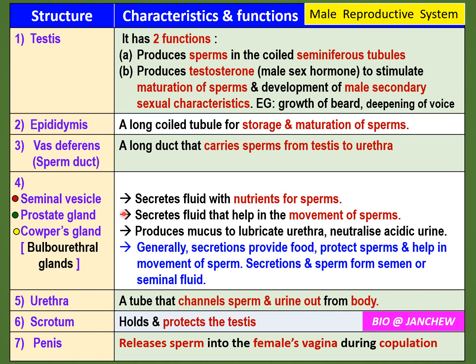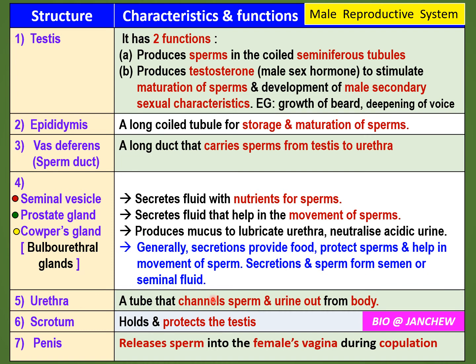Now then there are the three structures that secrete certain fluid or mucus. They have various functions. The fluid from the seminal vesicle contains nutrients for the sperms. The fluid from the prostate gland helps in the movement of the sperms, and the mucus from the Cowper's gland or bulbourethral glands protects the sperms by neutralizing the acidic urine in the urethra. That's why I have this word urethral here. So generally the secretions provide food, protect the sperms, and help in the movement of the sperm. And they form the semen.